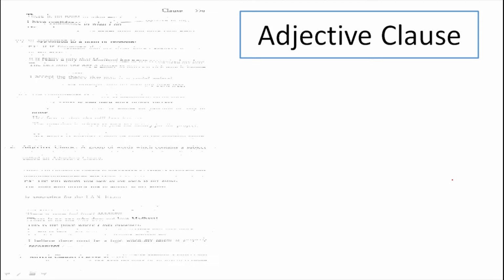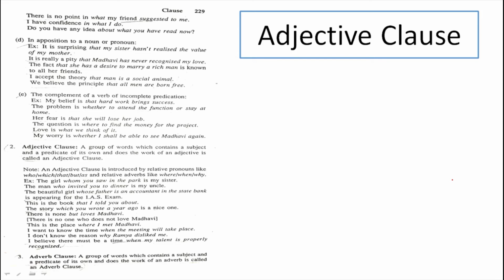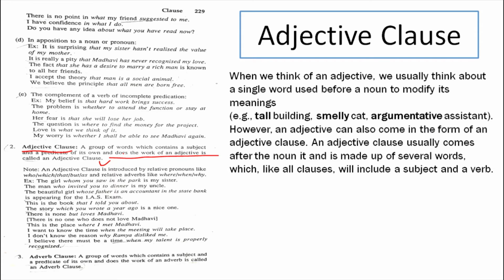Now let's understand the adjective clause. We did the noun clause in the last slide. This will be the adjective clause. An adjective clause is a group of words which contains a subject and a predicate of its own and does the work of an adjective. So the adjective clause contains a subject and verb and does the work of an adjective.